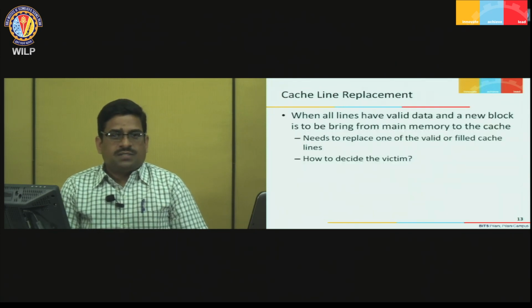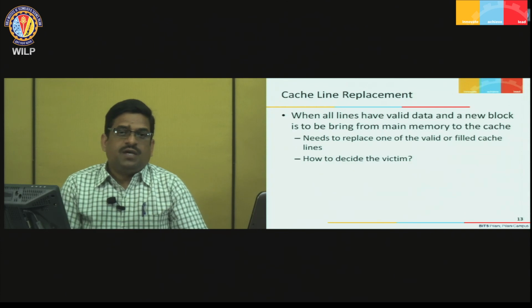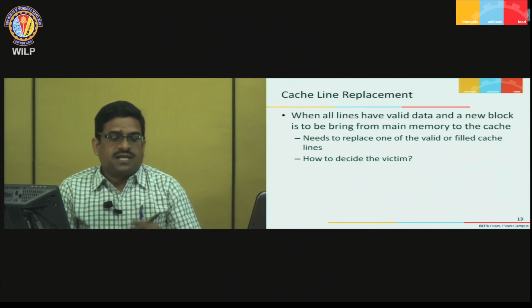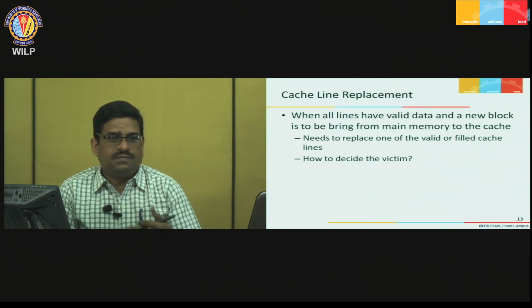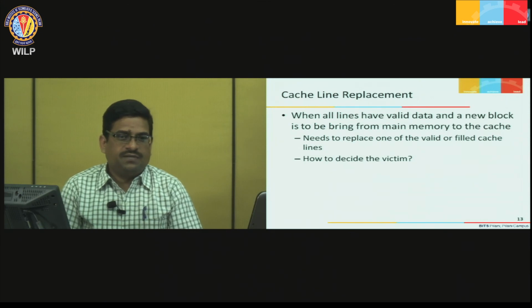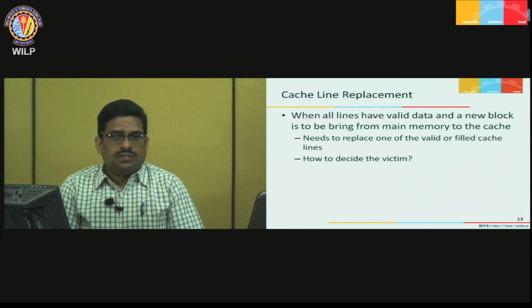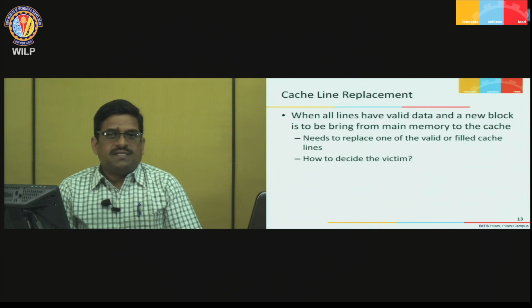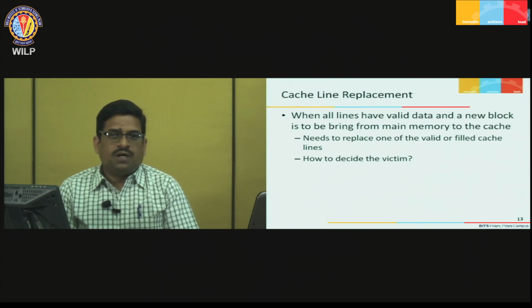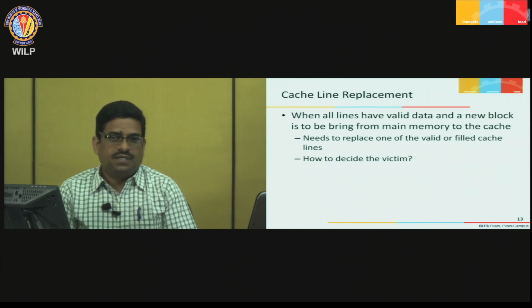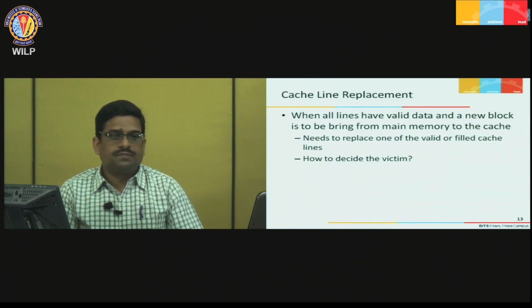Now come to the cache replacement. When we require the replacement, when all the cache lines are filled, let us say in a fully associative or set associative mapping, at one point of time all the cache lines will be filled, because for example in a fully associative you can put any block of the main memory in any line in the cache. So all lines have valid data, and a new block is to be brought from the main memory to the cache, we need to replace one of the existing lines. Now how to decide the victim, which line should be removed?